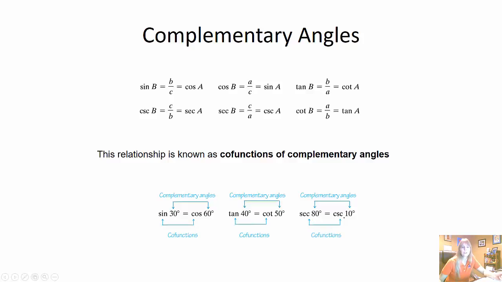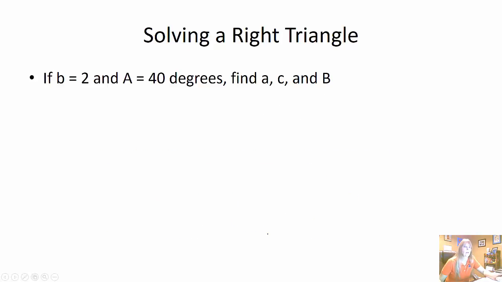So tangent, cotangent, secant, and cosecant are all cofunctions, and it's nice to be able to solve for one if you know the other. All right, so solving a right triangle. It says if b equals 2 and A is 40 degrees, find a, c, and B.